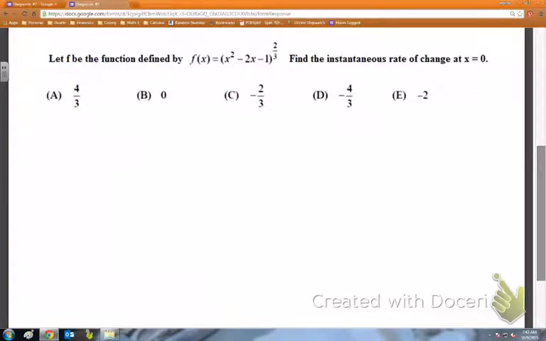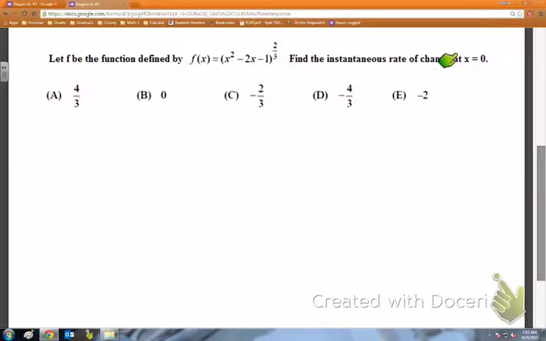Here we have a function that is given to us by this equation, and it says to find the instantaneous rate of change at x equals 0. So remember that instantaneous rate of change is the slope of the tangent line. Average rate of change would be the slope of the secant line, but the instantaneous rate of change is the slope of the tangent line because we're trying to look at one moment in time. That's instantaneous. So we're trying to find the slope of the tangent line at x equals 0.